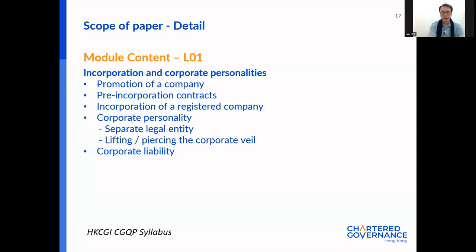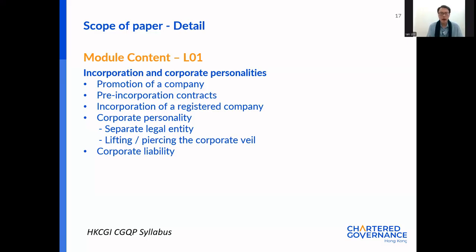So submit them to the CR, and then if they believe everything is in order, your company is properly set up, then you've incorporated your company, okay? And it's registered, most important. Okay, then you have the corporate personality. So I mentioned this briefly before. Once your company is properly set up and registered, based on Salomon v Salomon, you have separate legal entity. A contract entered into by the company belongs to the company, and if there's any problem, the creditors can only go after the company's assets.